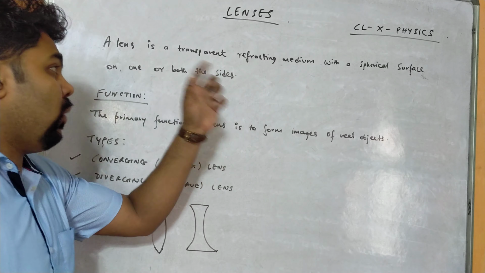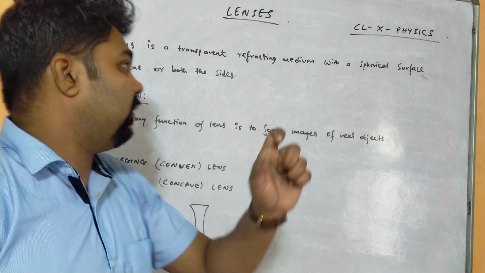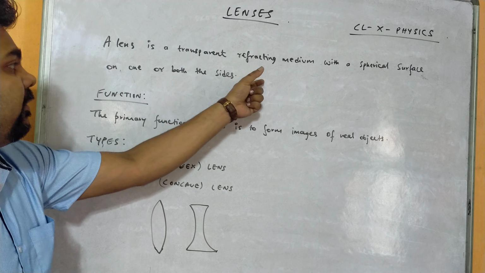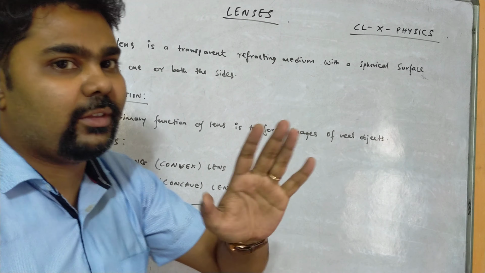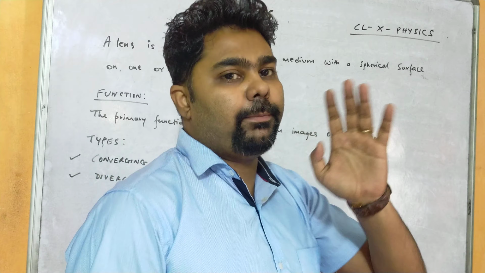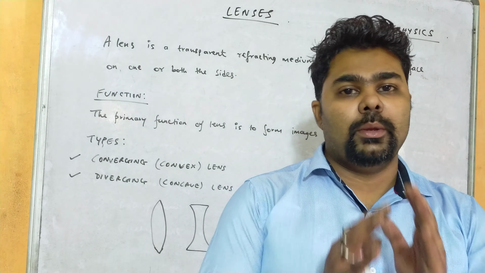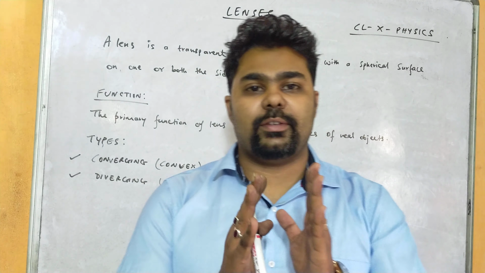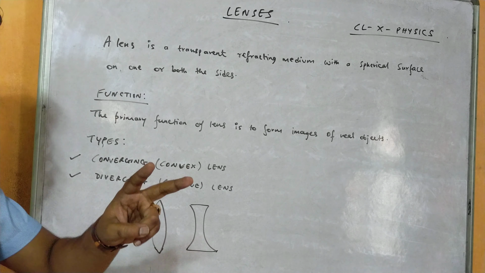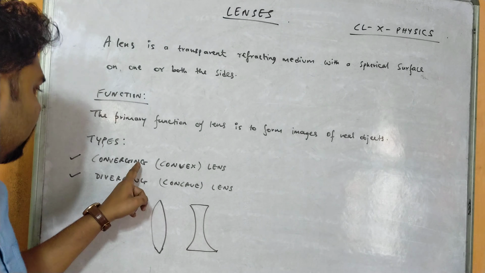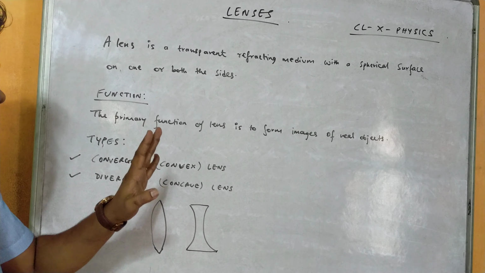But what is the definition of lens? It is a transparent refractive medium with a spherical surface on one or both sides. This one we already discussed in the previous class, that both sides can be curved, or both sides can be concave shape, right? You see, two types of lenses are there. The first one is called converging lens and the second one is called diverging lens.